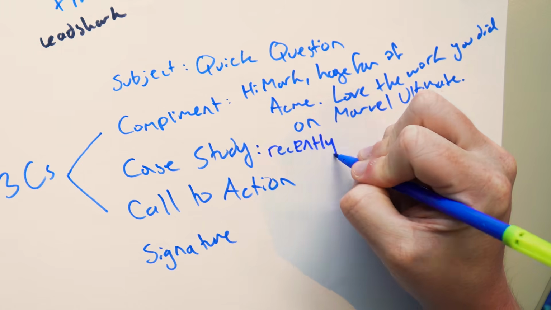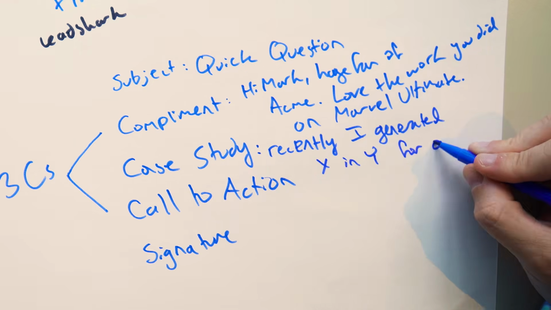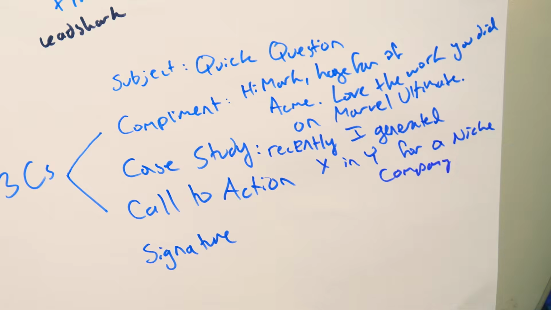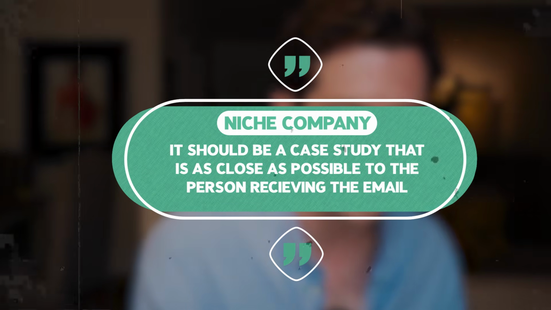Then the case study is showing that you've done the work in the past. So, recently I generated X in Y for a niche company. Something like, recently I generated 400 leads in 30 days for a roofing company, if you're selling to roofing companies, that is. The niche company means it should be a case study that is as close as possible to the person receiving the email. Recently, I generated 2.5x ROAS in under 2 weeks for another apparel company. Something like that to get their attention.